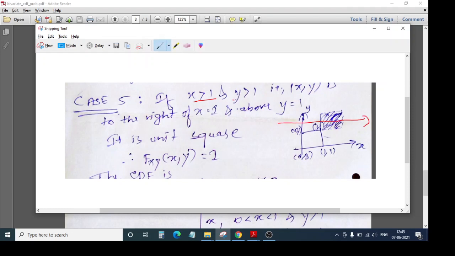What is the next point we have taken? Y is also greater than 1. Y is also greater than 1 means what? It would be here somewhere.